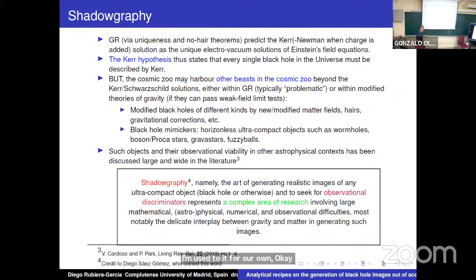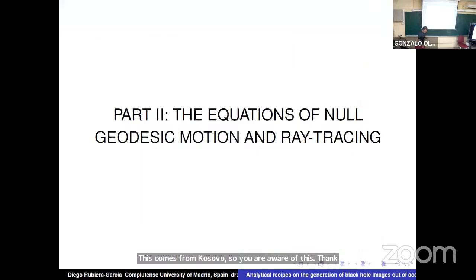Some of you are aware of this thing. Not exactly the same thing, but more or less. Okay. So shadowgraphy is the study of shadows in any possible scenario. But this is the challenge. We want to study images out of any sort of compact object, or black hole.